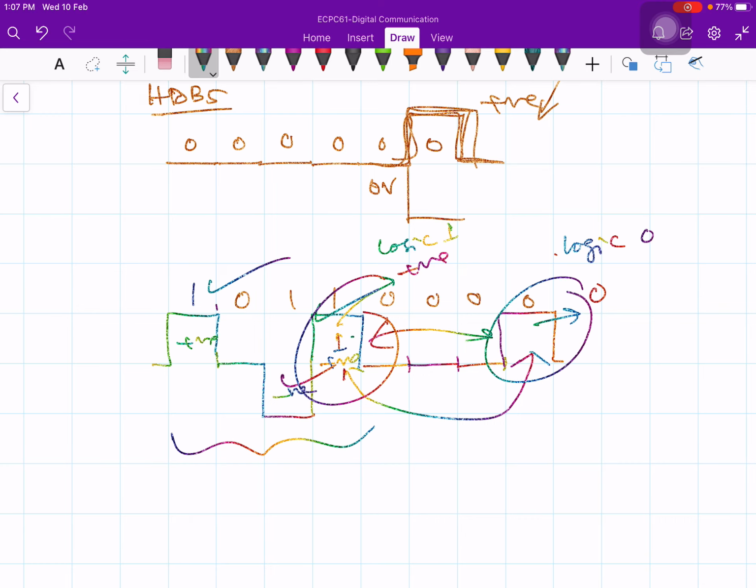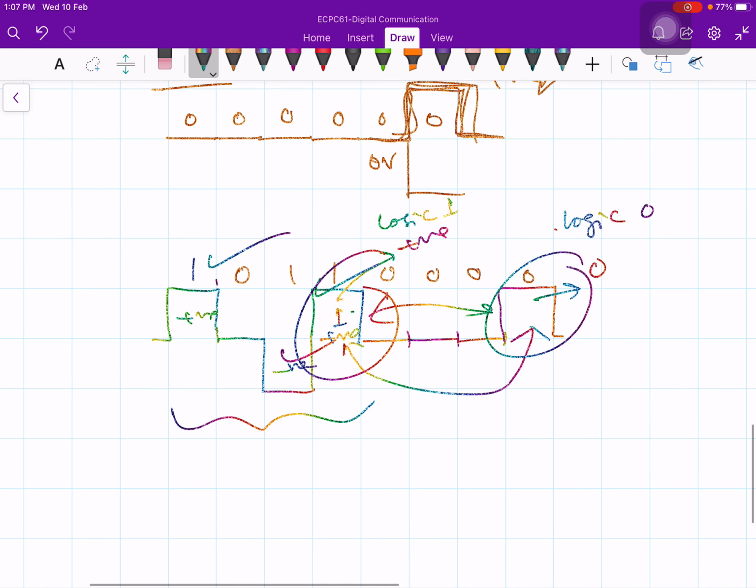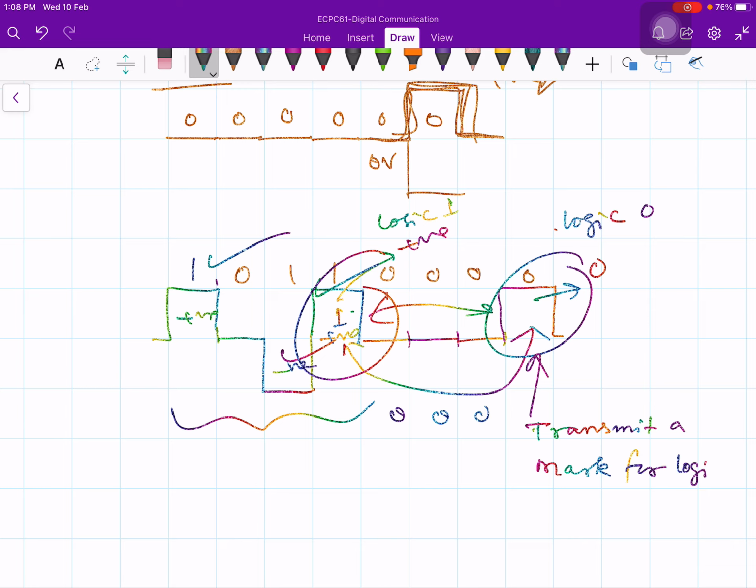So at any time you can permit 3 zeros, right? Transmit a mark in between, then again. If you encounter more than 3 zeros, then you transmit a mark. Transmit a mark for logic 0 or bit 0.